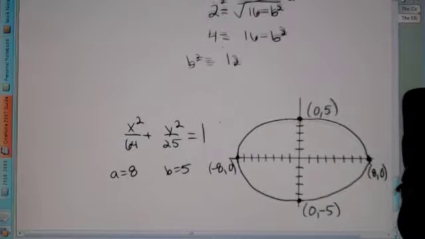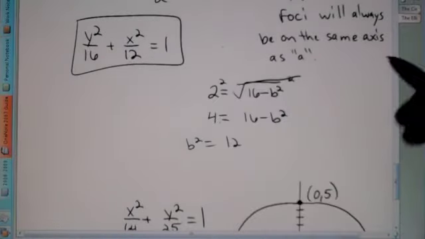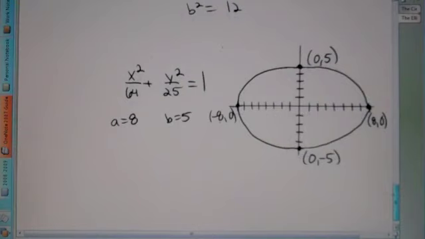The biggest thing to remember, again, is that this needs to equal 1 before you figure out what a and b are. So that's the ellipse.